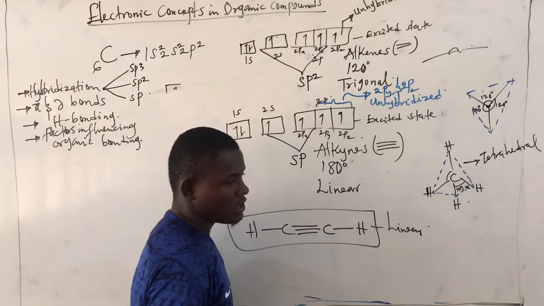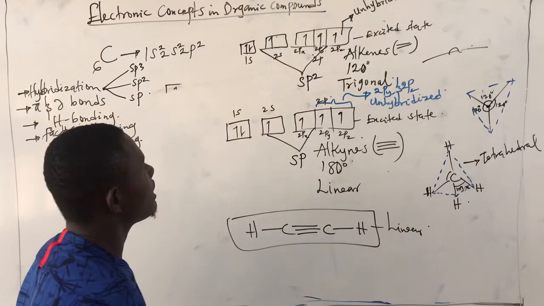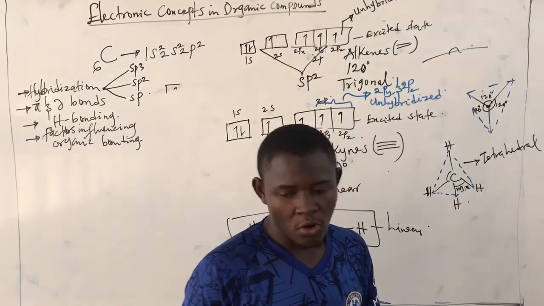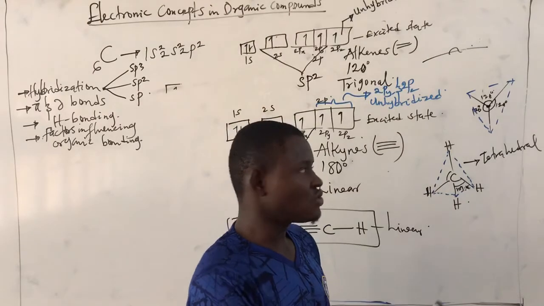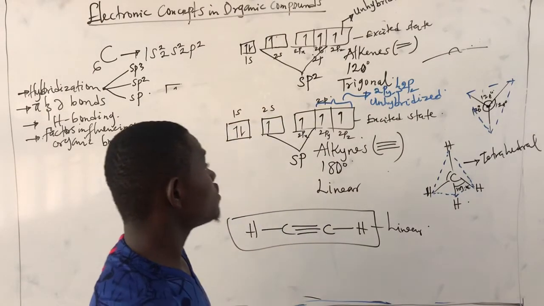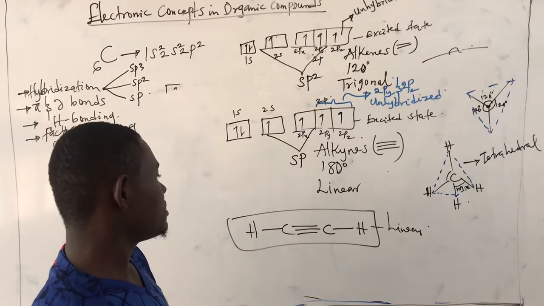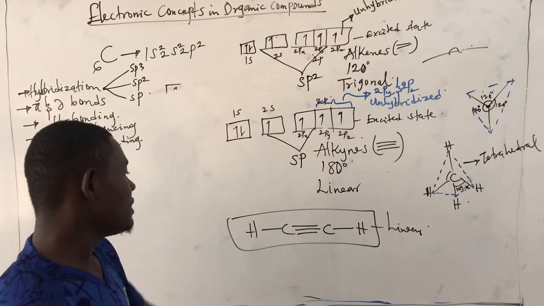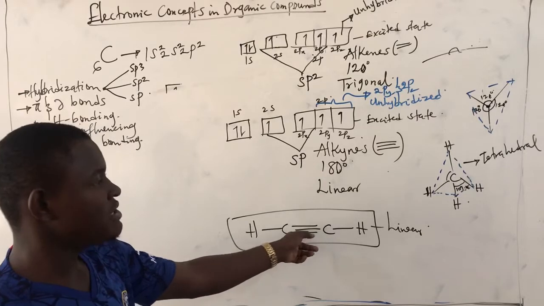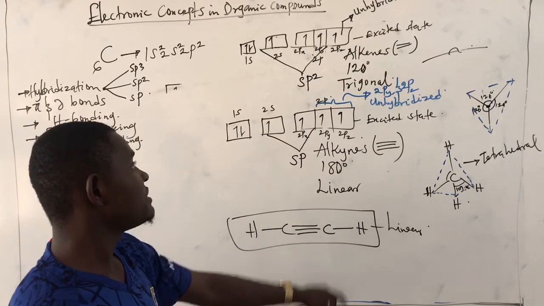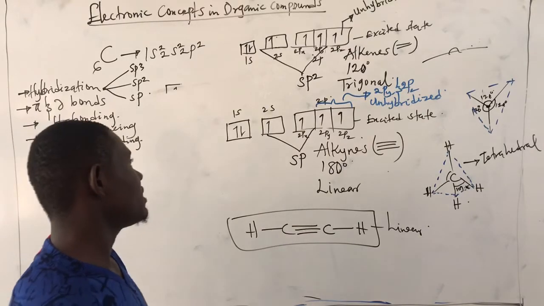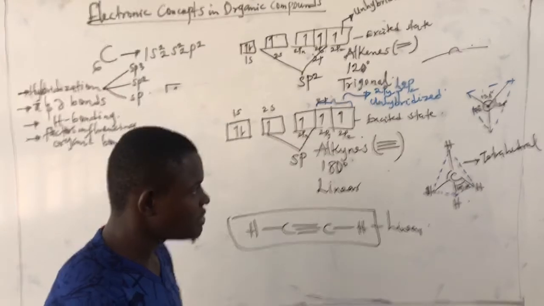So this is all about hybridization. And you could be told to determine the hybridization of each carbon atom or each central atom in a given molecule. So what you just have to know is that the presence of a triple bond indicates what? sp hybridization. So this carbon here is what? sp hybridized. This carbon here is also what? sp hybridized. And the presence of a double bond indicates what? sp2 hybridization. While the presence of single bonds or a saturated carbon indicates what?